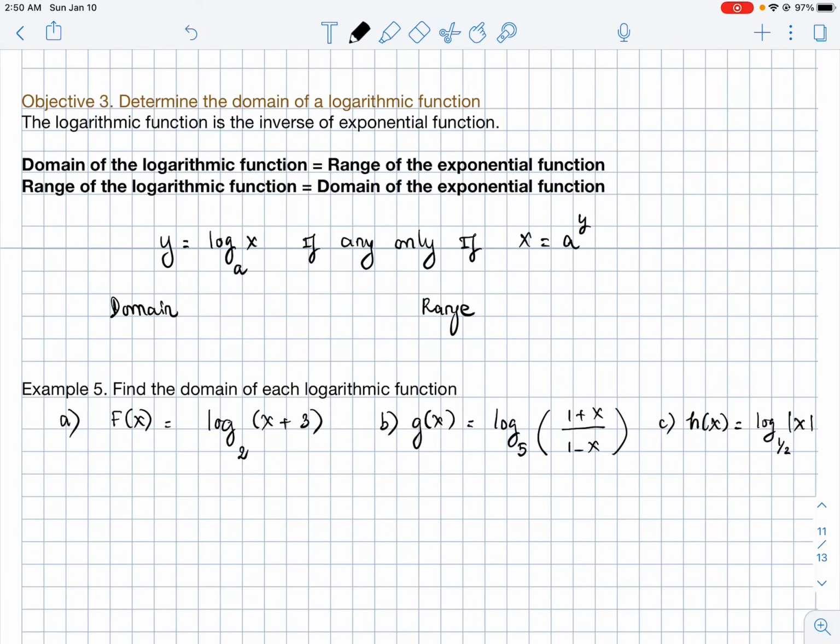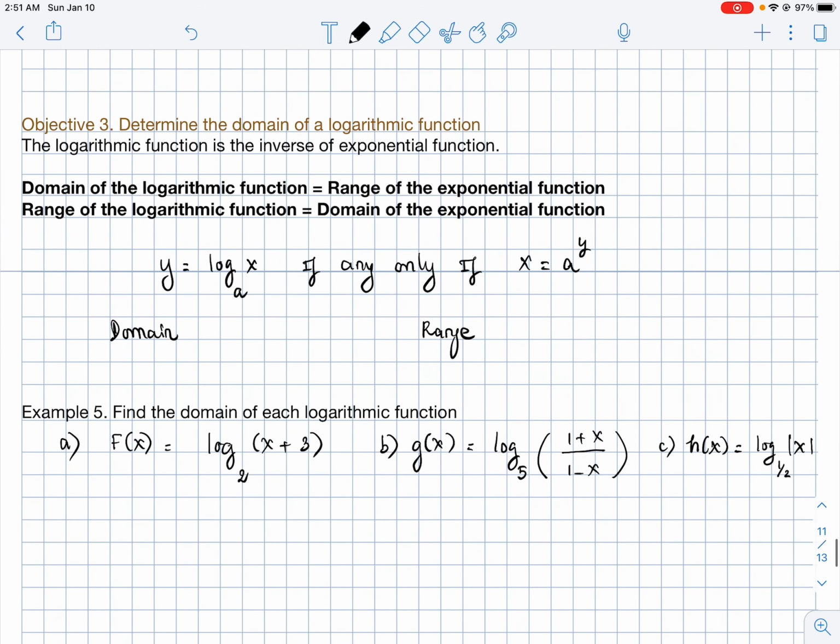Objective number 3. Determine the domain of a log function. We learned the log function, and the log function is the inverse of the exponential function. And in section 6.2, the idea of the inverse function is that the domain and the range of the function and its inverse switch with each other.